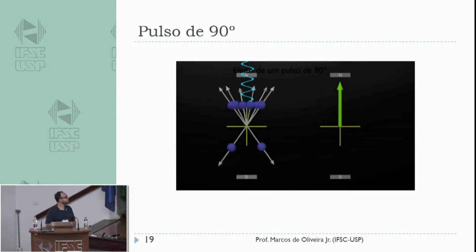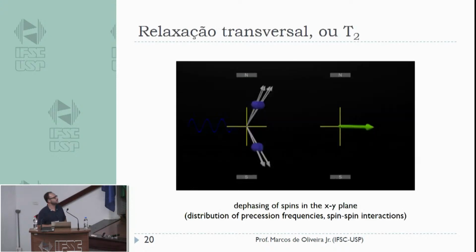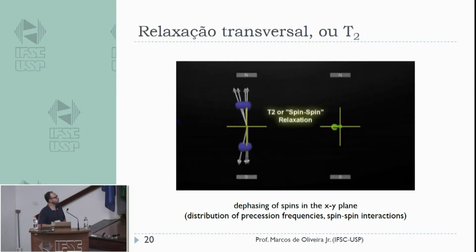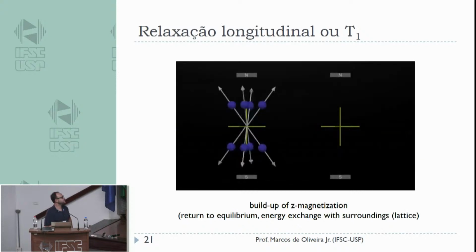So here is the representation of what's happening with the spins while we are moving the magnetization. This would be a pi-half pulse. And when it comes back to equilibrium, it has two processes. The first process is the T2 relaxation. You see that they are losing coherence, and then this makes the net magnetization go to 0 in the XY plane. And at the same time, another process occurs. This is called the T2 relaxation, or spin-spin relaxation, or transversal relaxation, because we are losing transversal magnetization here.